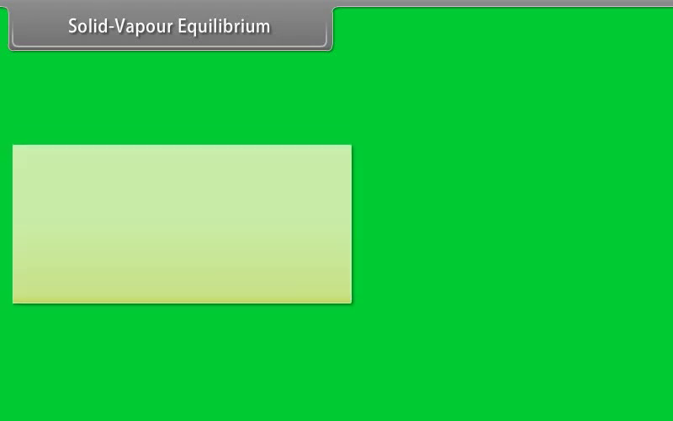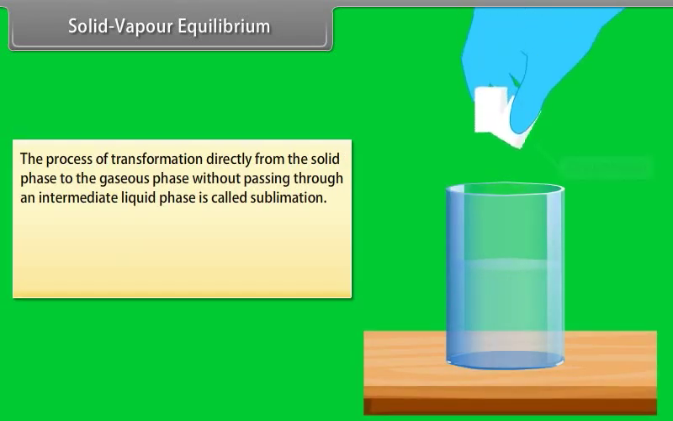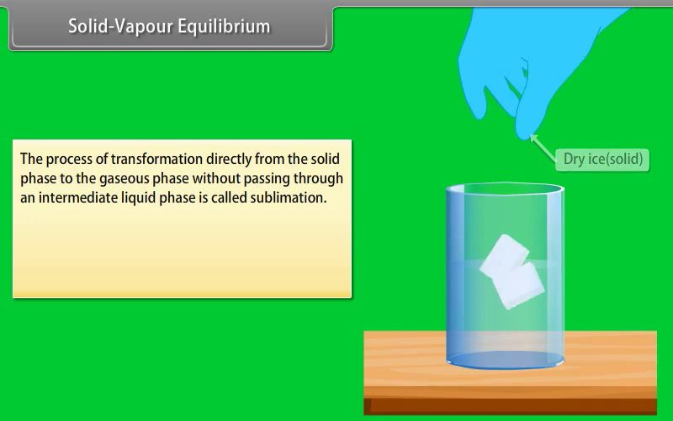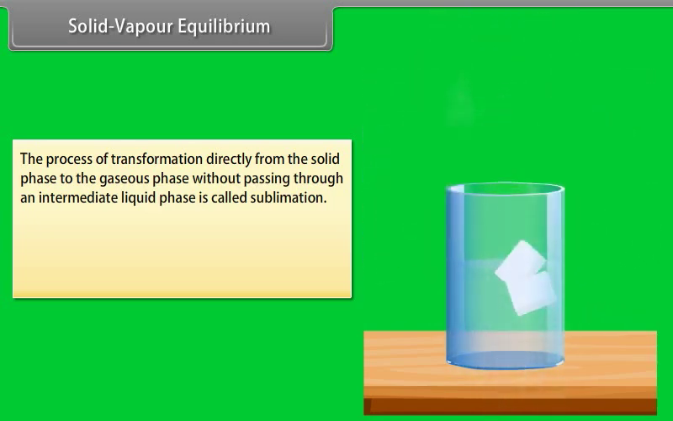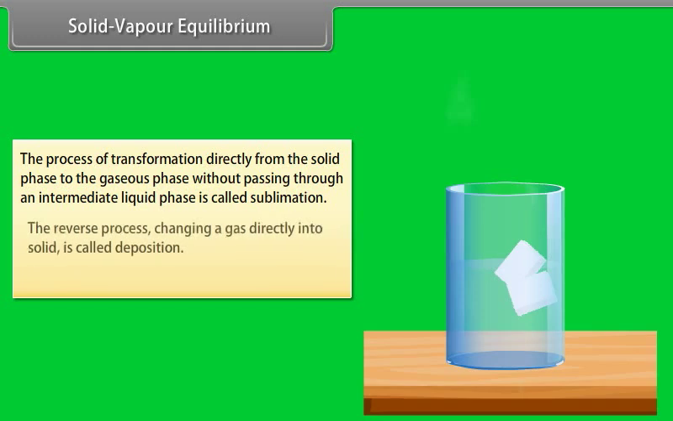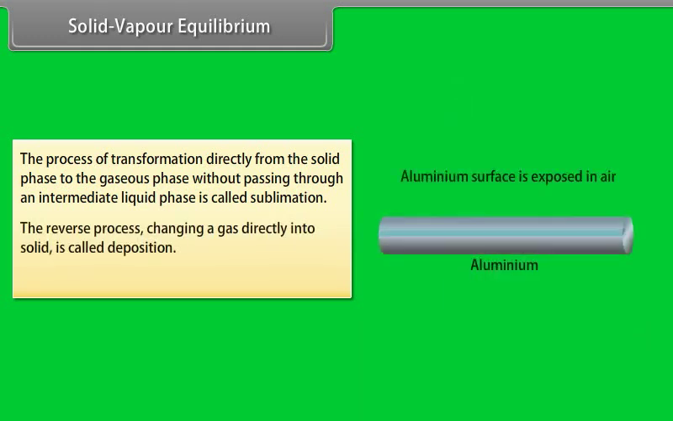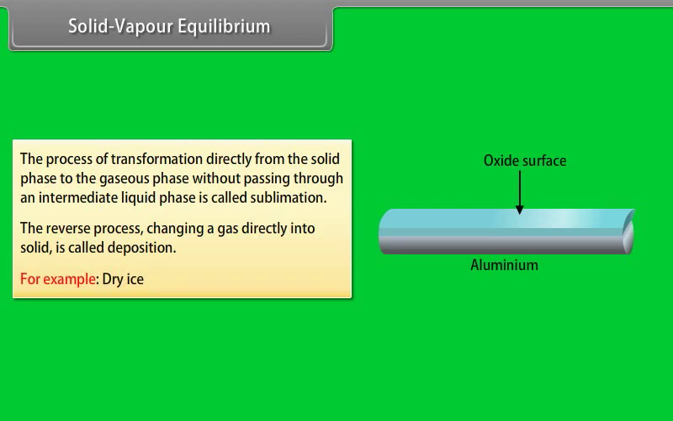Solid-vapor equilibrium. The process of transformation directly from the solid phase to the gaseous phase without passing through an intermediate liquid phase is called sublimation. The reverse process, changing a gas directly into solid, is called deposition. For example, dry ice. Equilibrium involving dissolution of solid or gases in liquids.